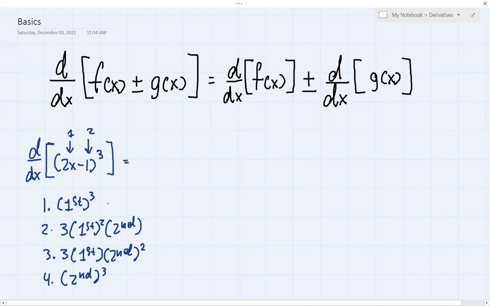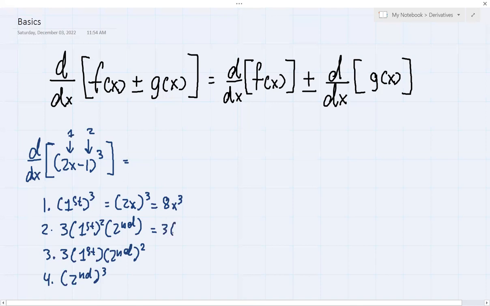Okay? So, let's take it slow. First step, cube the first term. So, yung first term mo si 2x. So, i-cube natin siya. So, ang cube ng 2x ay 8x cube. Okay? Next, 3 times the square of the first term times the second term.